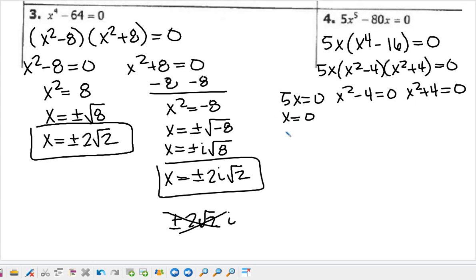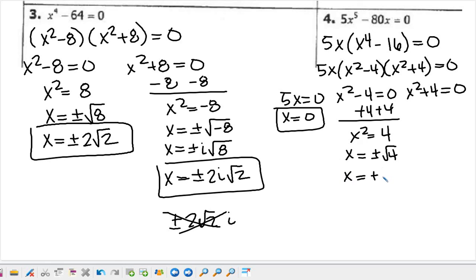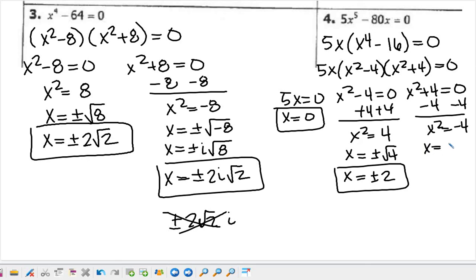So x is equal to 0. Add 4. x squared is equal to 4. Take the square root of both sides, and we get x is equal to plus or minus 2. Similarly, we have x squared is equal to negative 4. So x is equal to plus or minus the square root of negative 4. So x is equal to plus or minus 2i.